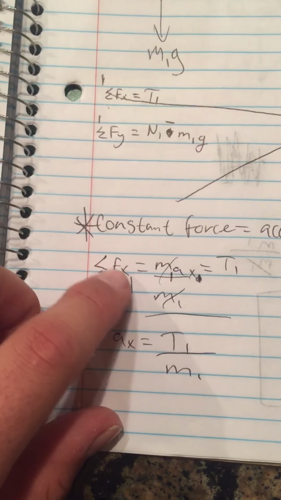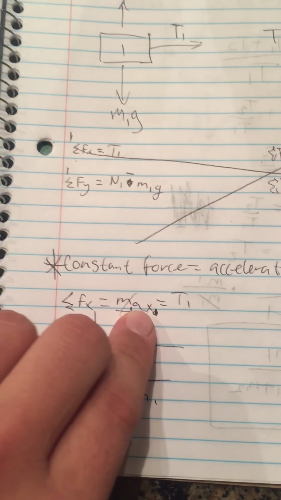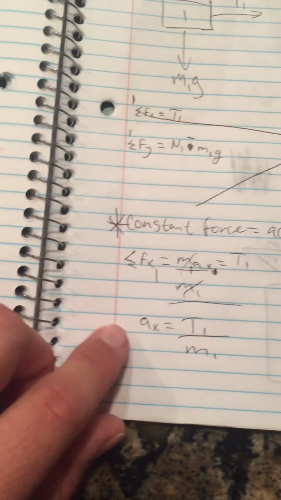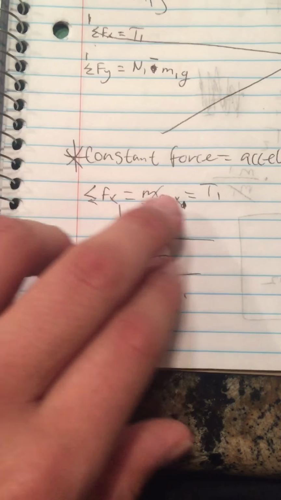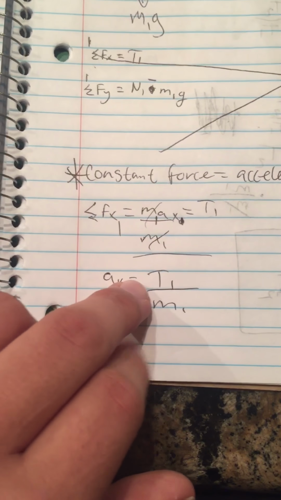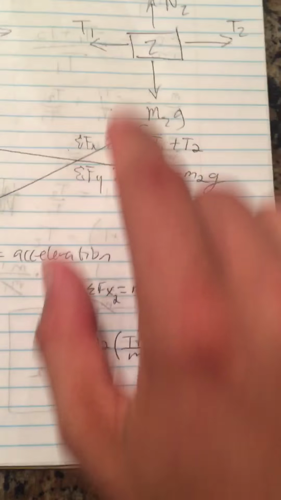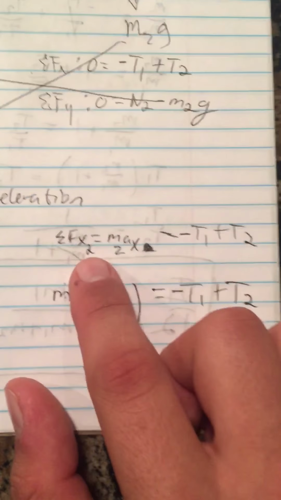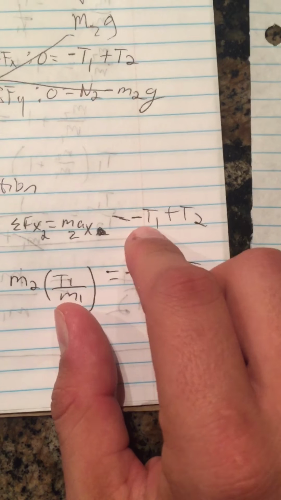We just need to know what's in the x direction for this problem. So we do the sum of the forces F_x1, which equals the mass times acceleration of mass 1 in the x direction, equals T1. After we convert this, our answer is a_x equals T1 divided by M1. Then we do the sum of the forces in the x direction for the second body diagram: M2 times acceleration in the x direction equals negative T1 plus T2.